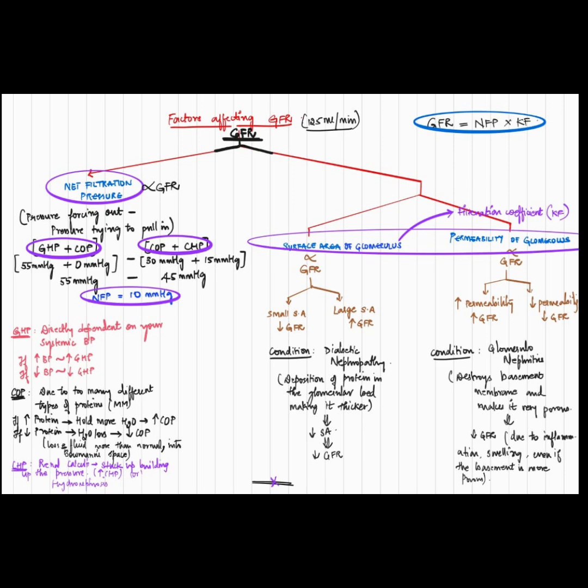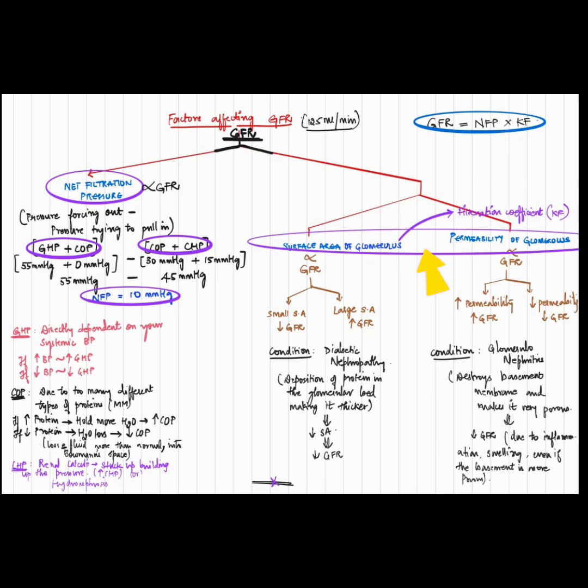Like the permeability of the glomerulus, if the permeability increases, the glomerular filtration rate increases, and if the permeability decreases, the glomerular filtration rate decreases. For example, conditions like glomerulonephritis. This destroys the basement membrane, which makes it very porous, and then the glomerular filtration rate decreases due to inflammation, swelling, and even if the basement membrane is more porous, still the glomerular filtration rate decreases.